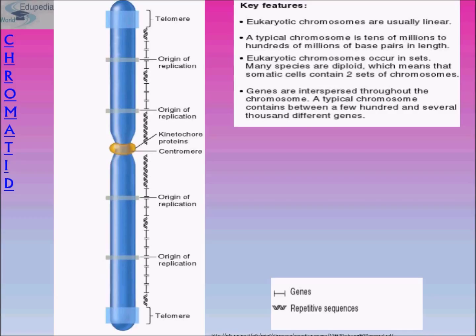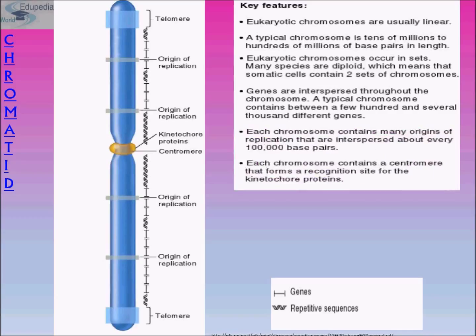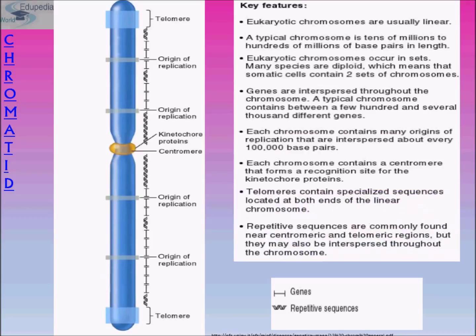A typical chromosome contains between a few hundred and several thousand different genes. Each chromosome contains many origins of replication that are interspersed about every 1 lakh base pairs. Each chromosome contains a centromere that forms a recognition site for the kinetochore proteins, and these are the telomeres. They contain a specialized sequence located at both ends of the linear chromosome.